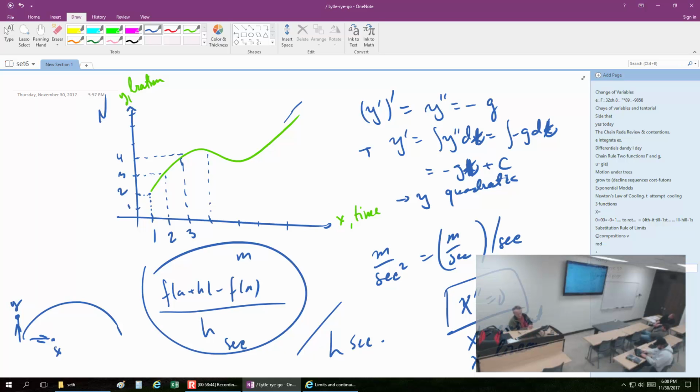Okay, I guess next time I'll pay more attention to composition and the chain rule. Always a good idea to review it. And so we start with that on Monday. Okay.